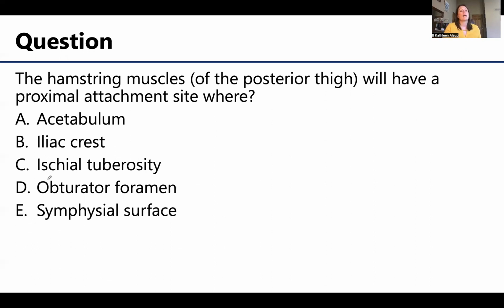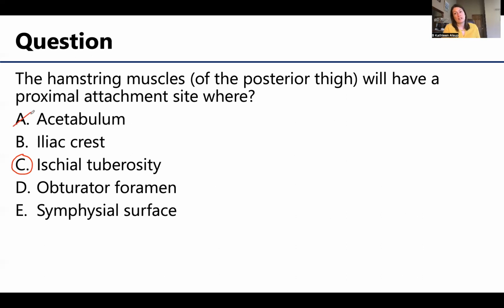And then when you're ready, I hope you have landed on C, the ischial tuberosity being the correct answer. So those sit bones. The ischial tuberosity is very robust. You have ligaments attaching there, but you have these fairly strong hamstring muscles that have their proximal attachment on the ischial tuberosity. So that is the correct answer. That makes sense. Hamstrings are located posteriorly. The ischial tuberosity is posterior.